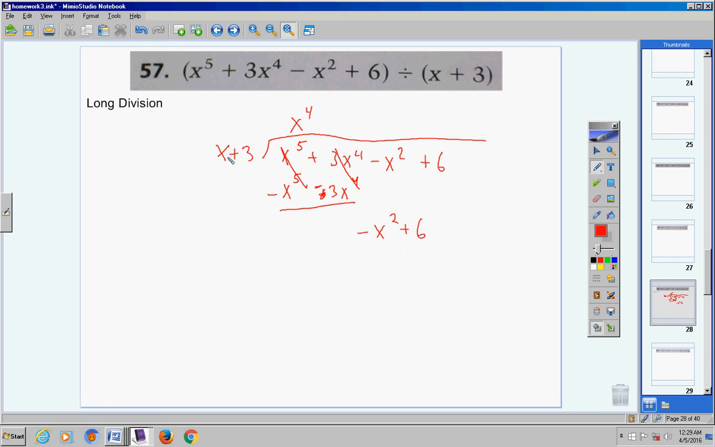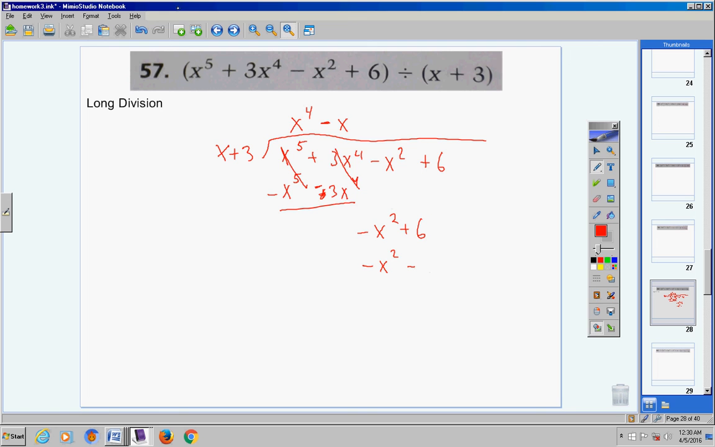Now we're going to divide first term into first term. X goes into negative x squared, negative x times. How do I know that? Because negative x times x is negative x squared. So x goes into negative x squared, negative x times. Take this negative x and multiply it times your binomial. Negative x times x, negative x squared, negative x times 3, negative 3x.